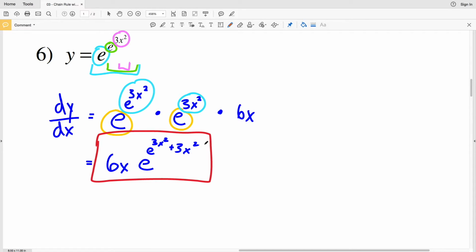So quickly in number 6, I'm going to write my exponent within parentheses so that it's easier to see that that entire quantity is an exponent. So this is e raised to that power.